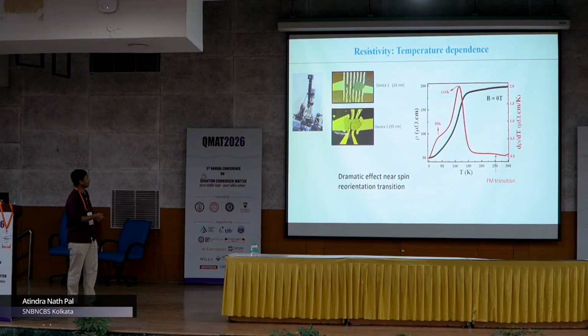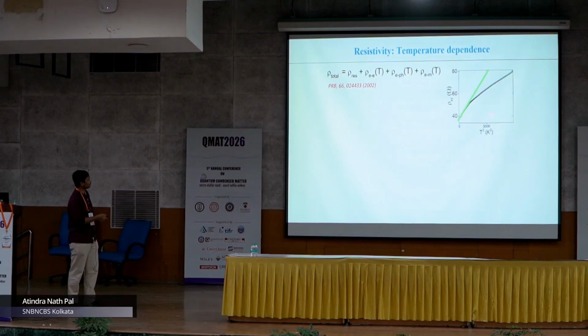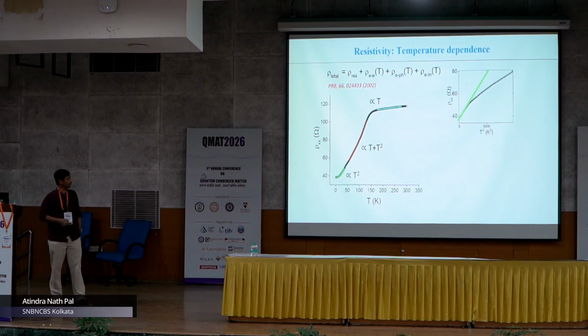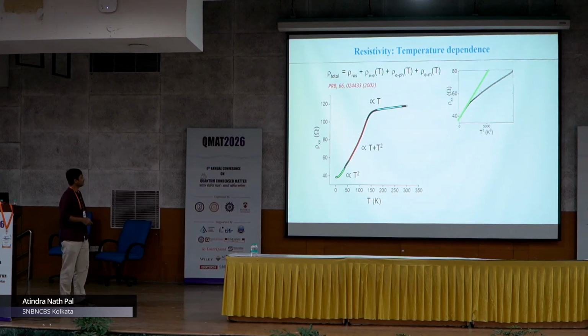In the previous graph I showed you this hump, and you can fit this T square curve till 40 Kelvin. In the intermediate region, it goes as T plus T square. And in the high temperature range it goes as proportional to T. Now interestingly, the T square term you can get from electron-electron or electron-magnon, both give T square.